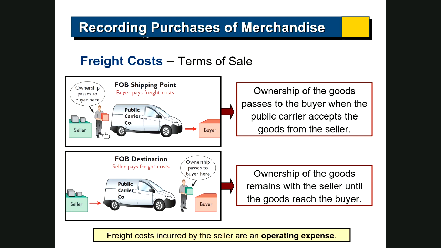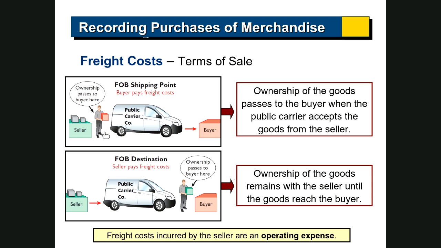Think about it this way. The buyer sends a truck to get the item, right? As soon as the truck driver gets the item, anything happens after that, the seller is not responsible because the truck is paid for by the buyer. This is called free on board shipping point. At the point of shipping, it is free for the seller, right? And the ownership transfers to the buyer as soon as the truck driver receives the item.